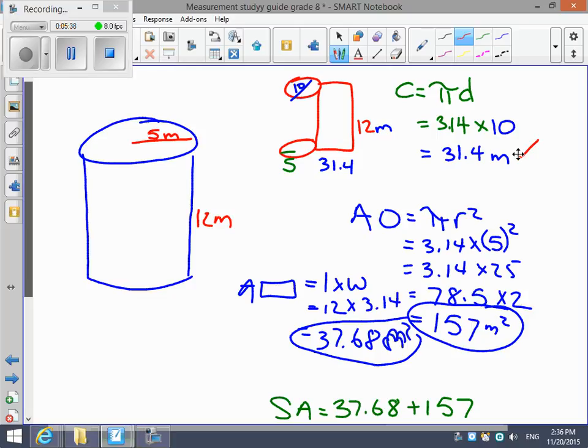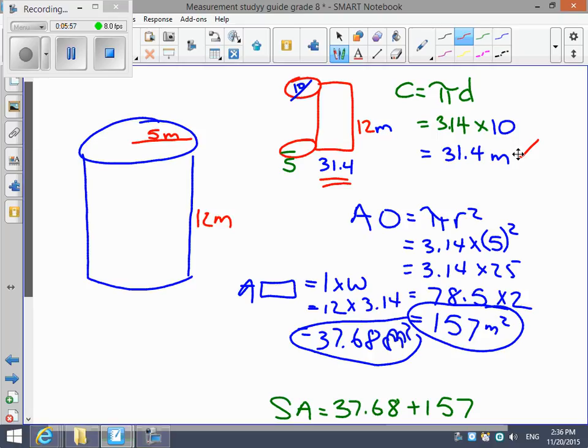31.4 meters. Now, unfortunately, when I put 31.4 meters on my diagram, I can tell I didn't really draw my diagram to scale, but that's neither here nor there. That's just a minor problem. Anyhow, now when we're going to do surface area, we have to look at the shapes we have. We have two circles and one rectangle.